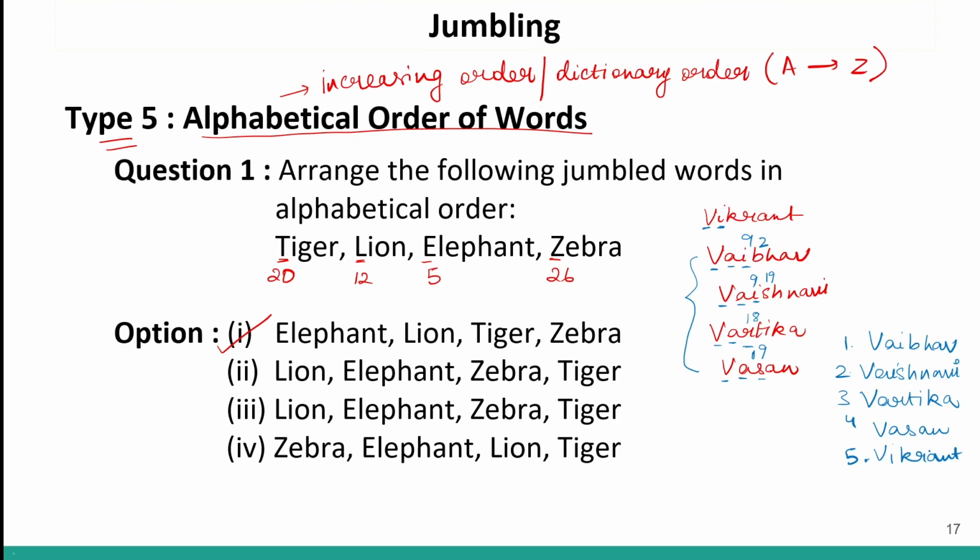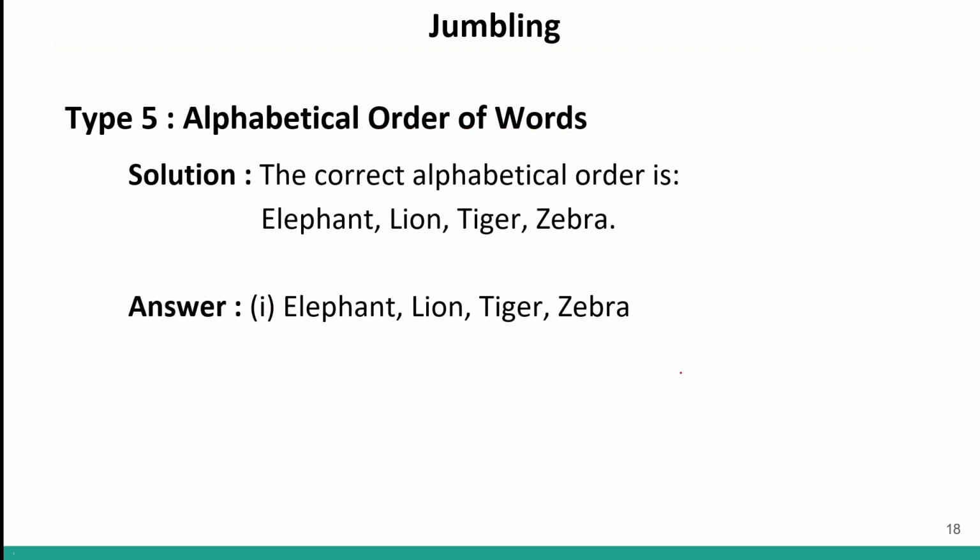Okay? Clear? Now, so this was the concept of alphabetical order of words. Simply, first we look at the first letters. If the first letters are same, then we move on to the next letters.